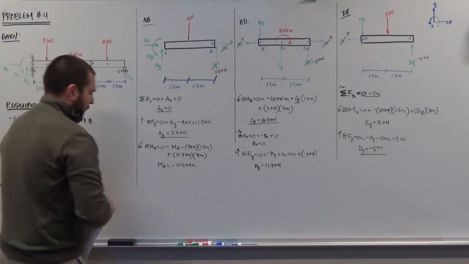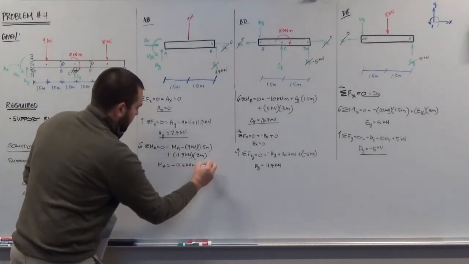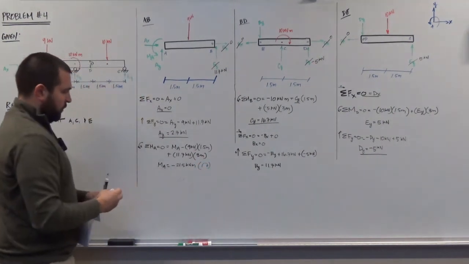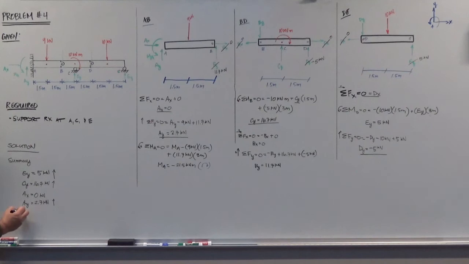So we know that in reality, because it's negative, that means it is going to be rotating in a clockwise direction. So in here, the moment about A is equal to 21.5 kilonewton meters in the clockwise direction.